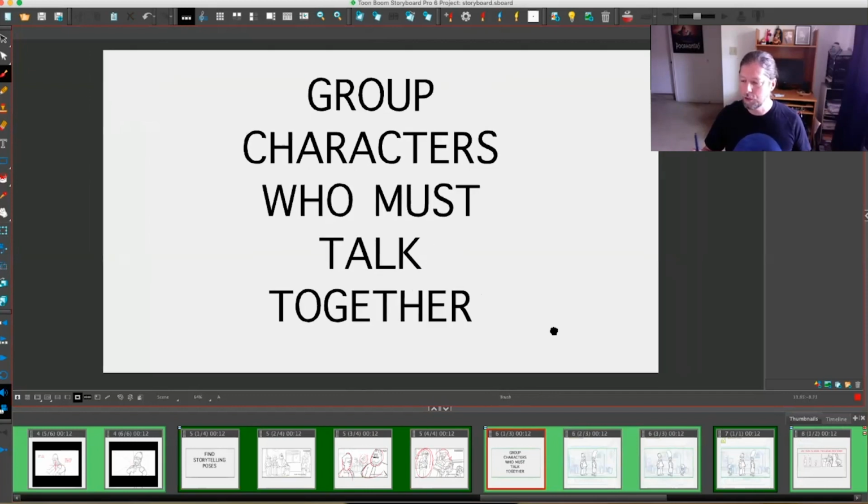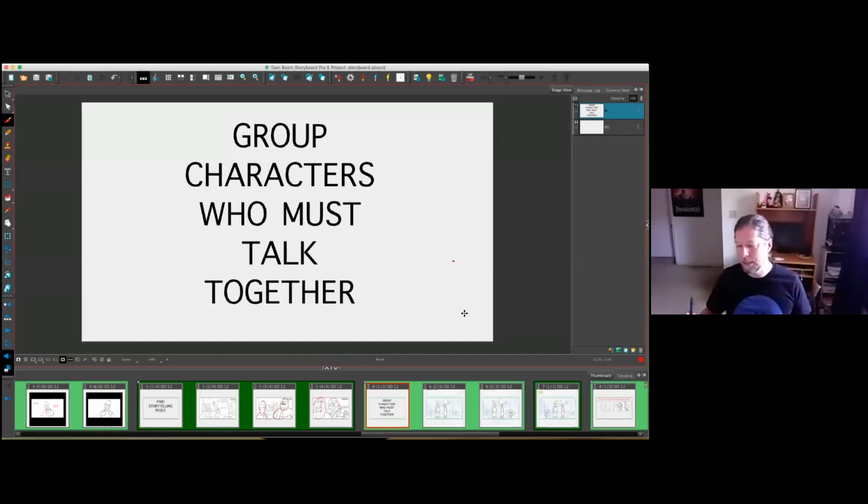Grouping characters who must talk together. Because primetime is so much about what the characters are saying to each other, it becomes very important to do medium shots and close-ups of those characters talking so they can deliver jokes and points to each other. I mean, there are moments when you'll have to do action, but the primary purpose of primetime sitcoms is what the characters are saying to each other. So grouping those characters that talk together becomes important.